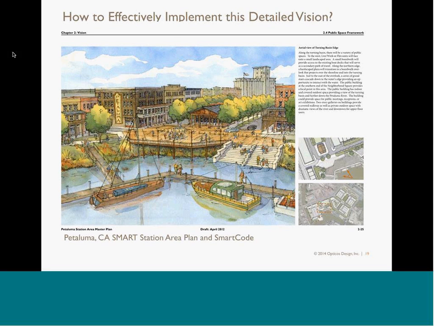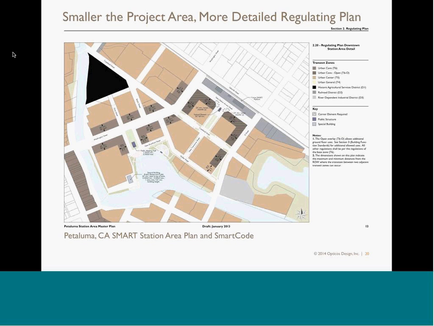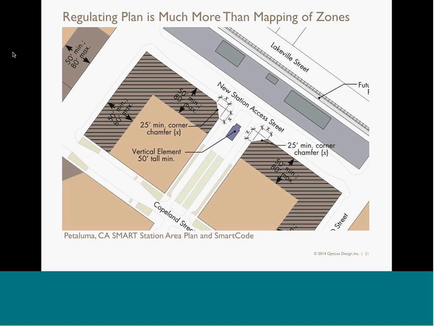In terms of the regulating plan and a more detailed vision, we created a master plan for the Petaluma, California Smart Station area. And I just want to show that in the smaller project areas, a more detailed regulating plan is often necessary and often created as part of the form-based code. At this scale, the regulating plan becomes much more than just the mapping of the zones; it's really about reinforcing some very unique desired characteristics of form for these project areas.